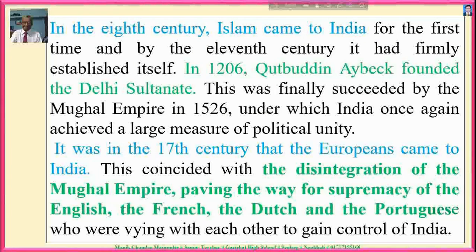In the 8th century, Islam came to India for the first time, and by the 11th century it had firmly established itself. In 1206, Qutbuddin Aibak founded the Delhi Sultanate. This was finally succeeded by the Mughal Empire in 1526, under which India once again achieved a large measure of political unity.